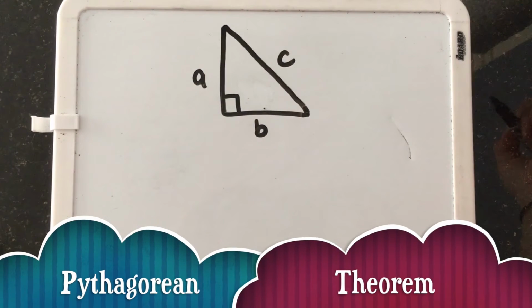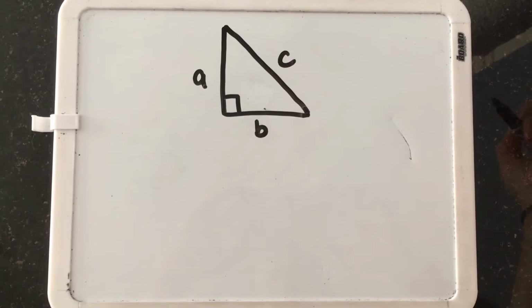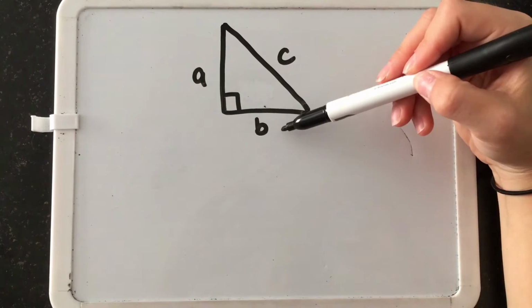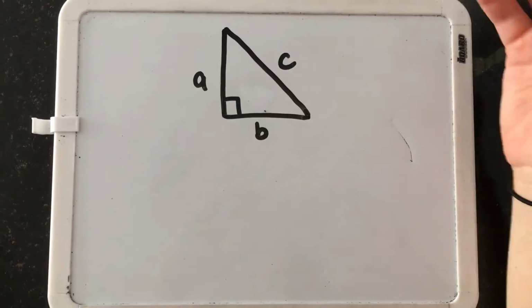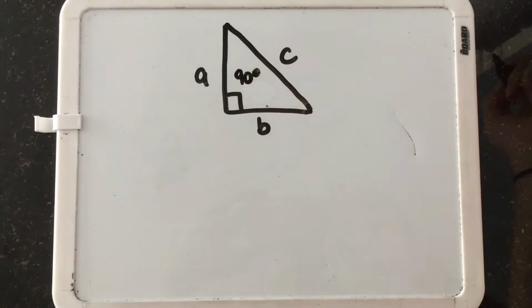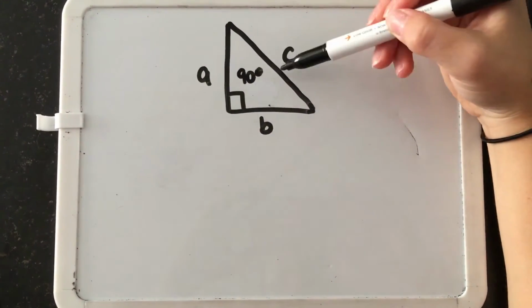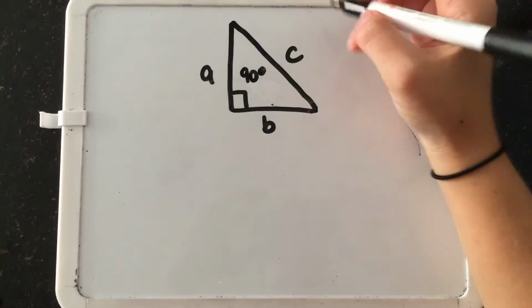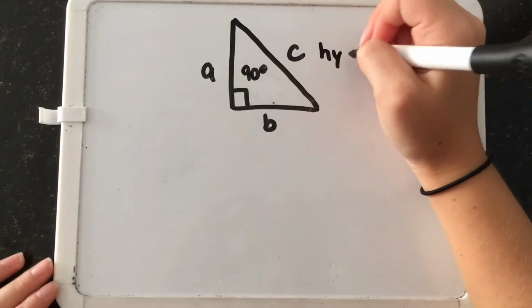Today's lesson will cover the Pythagorean Theorem. A right triangle is any triangle where two of the sides form a right angle, which is 90 degrees. The side that's opposite of the right angle is known as the hypotenuse.